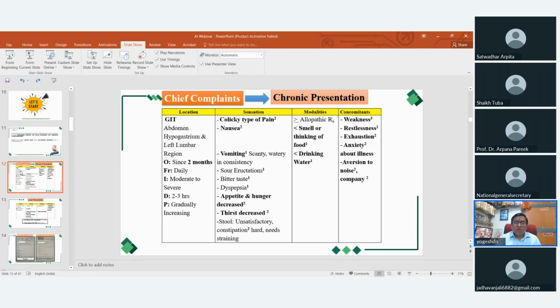The complaints are on daily basis. There is variation in the intensity from moderate to severe, and the duration usually lasts for 2 to 3 hours, and the pace or progress of disease is gradually increasing.